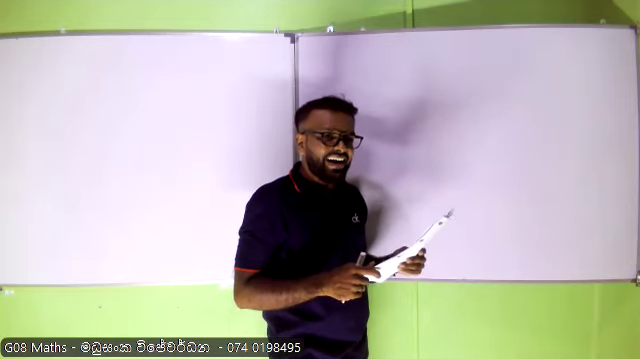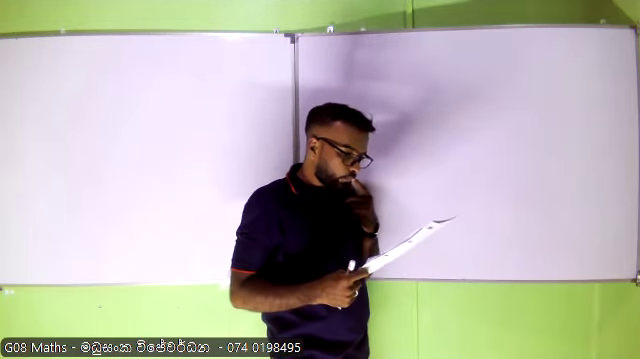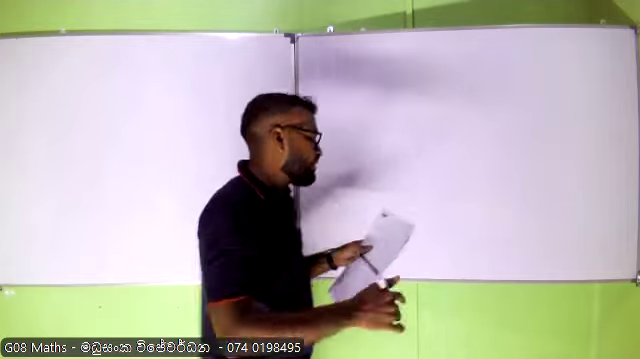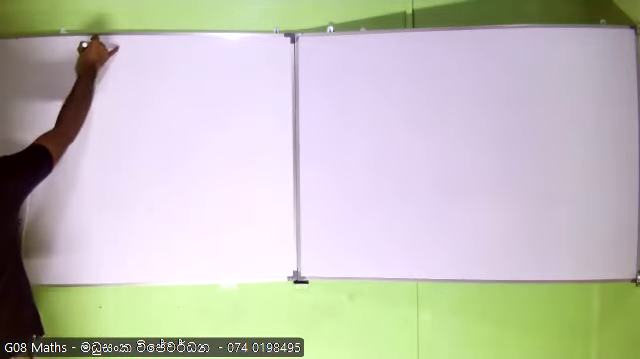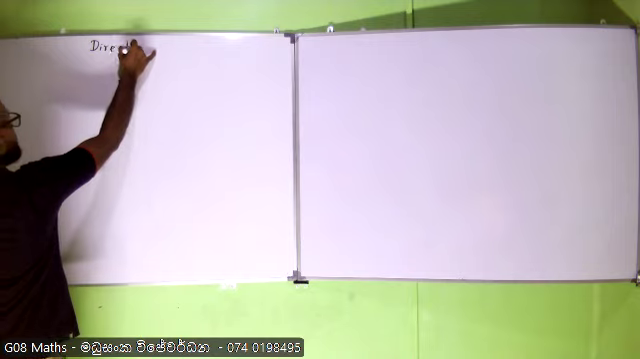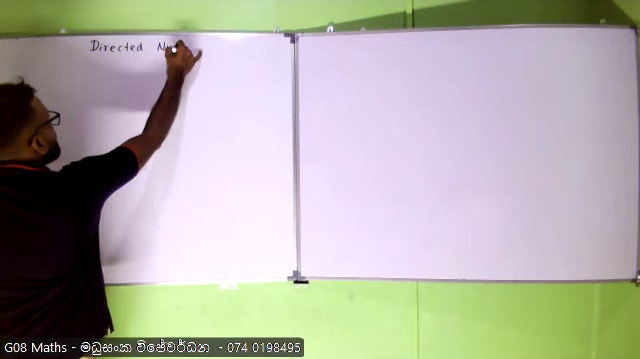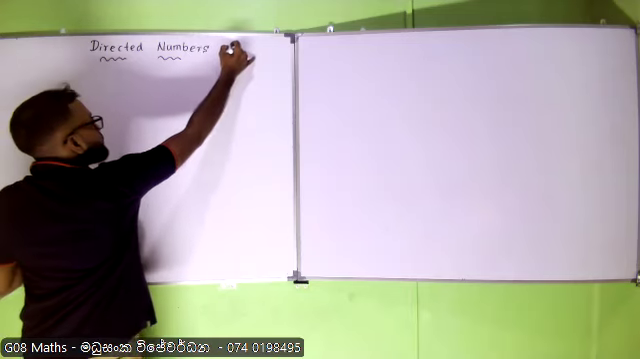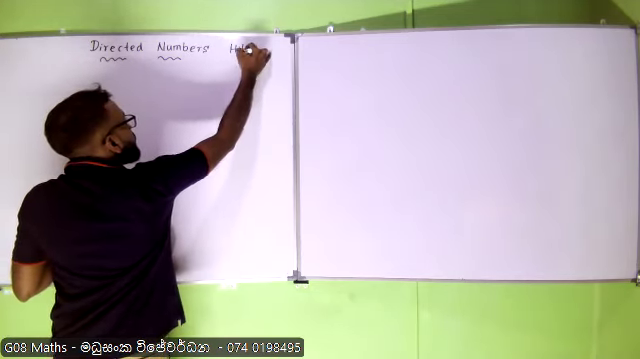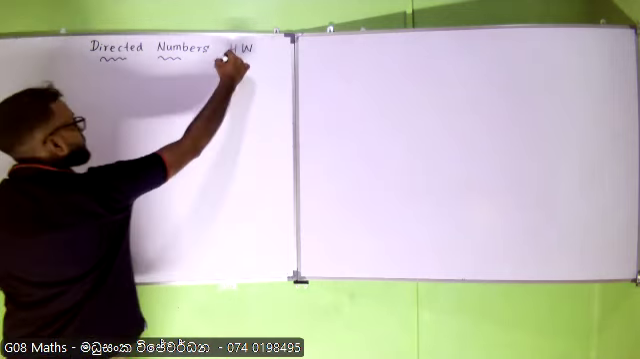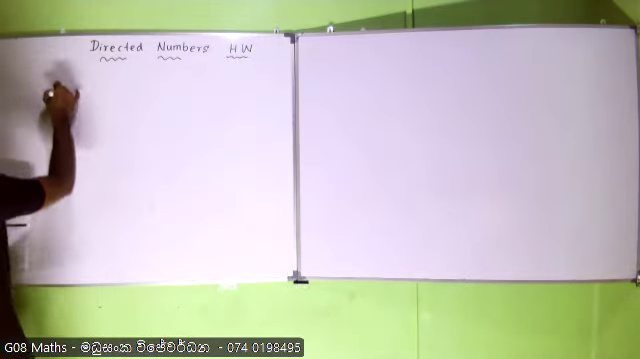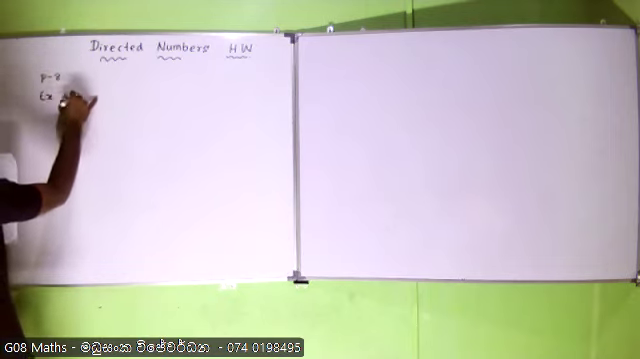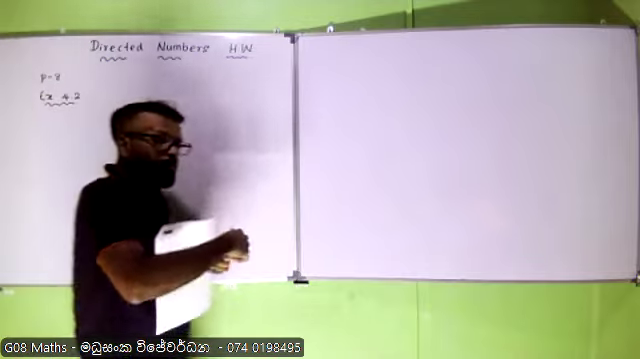Okay. So exercise 4.2. So first of all I will do that. So this is directed numbers homework. So the page number 8, exercise 4.2.